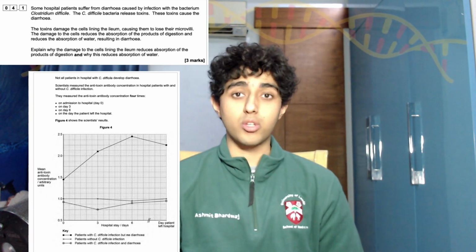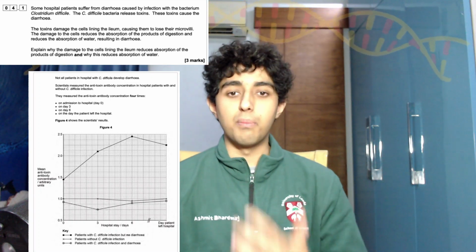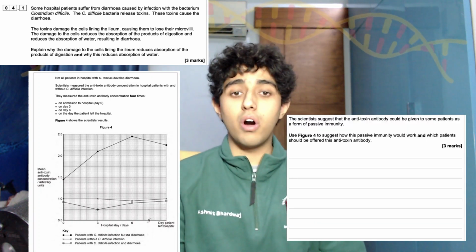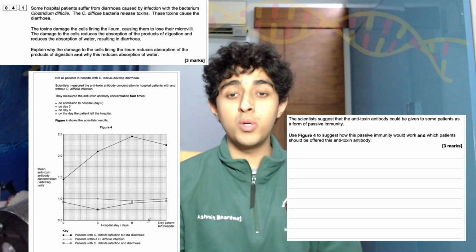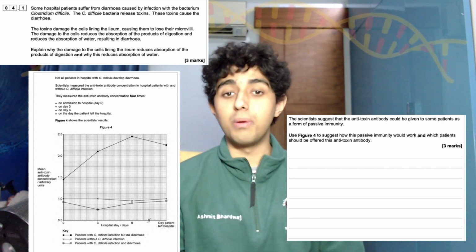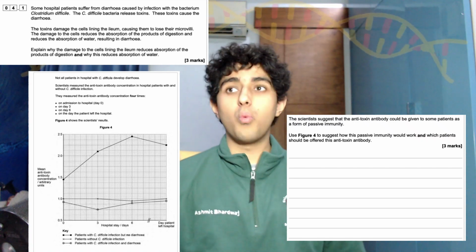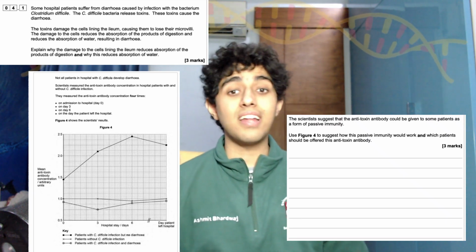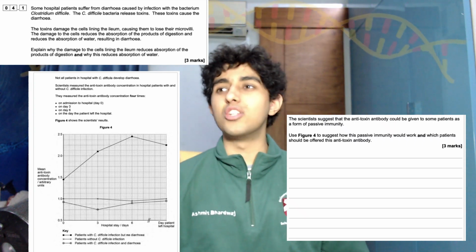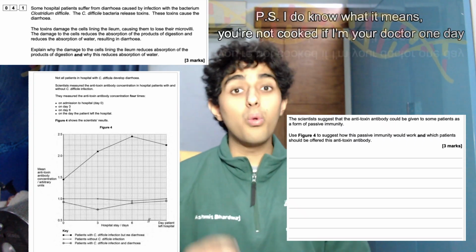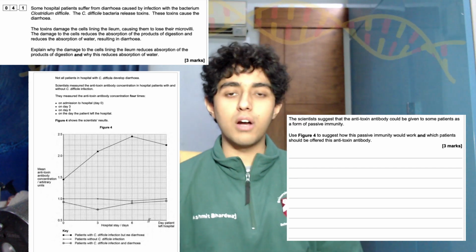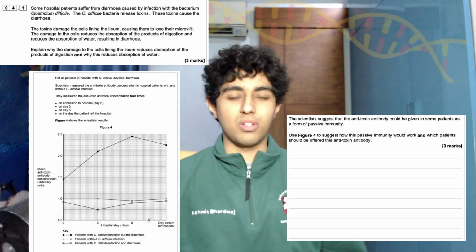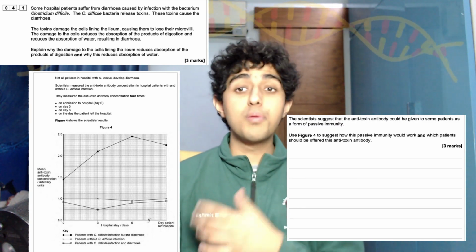If we scroll down to this question, given all the information that we have above, we now have to answer this question, which asks us to suggest how this passive immunity would work and which patients should be offered this antitoxin antibody. So what they've done is they've asked us a question in the context of the larger question. Now, they aren't directly asking us about our understanding of passive immunity and how an antitoxin antibody works, whatever that means. Now, although we do know what an antibody is from learning A-levels, we don't know what an antitoxin is. A lot of people wouldn't know that, and they want you to understand, use your brain, critically think.